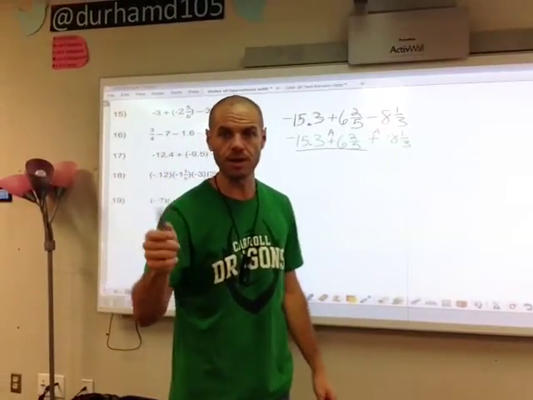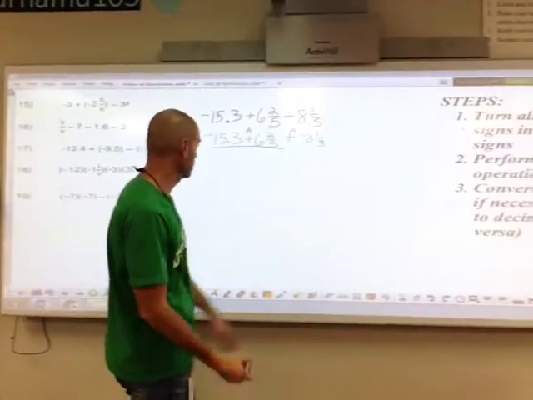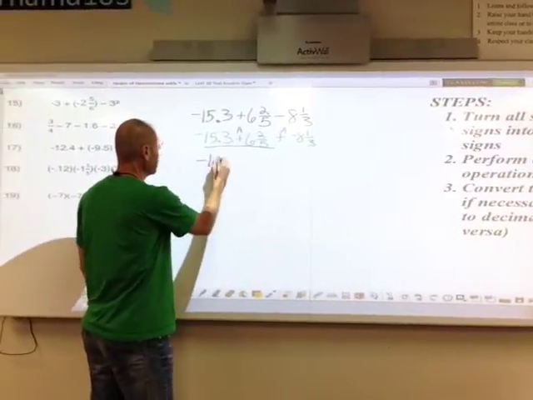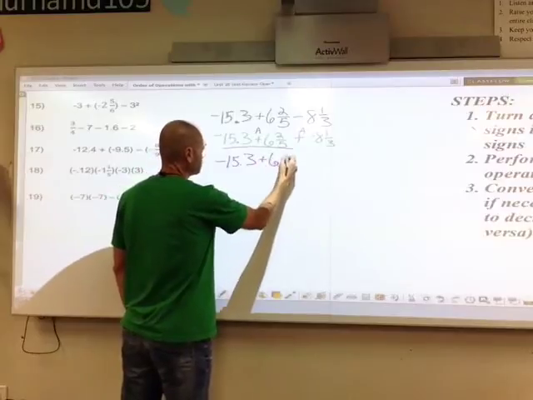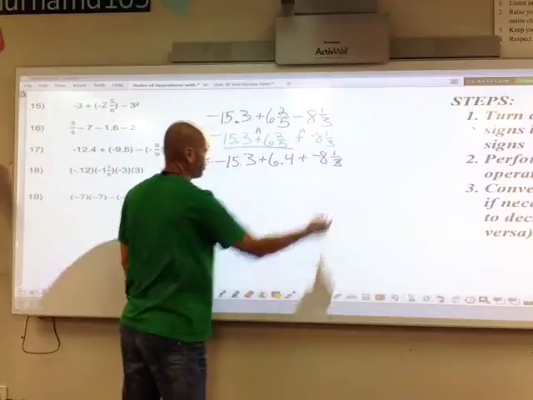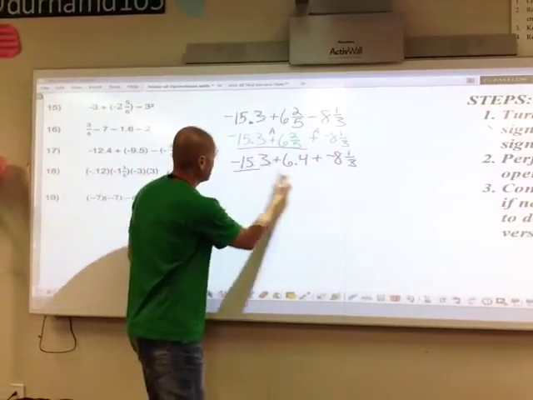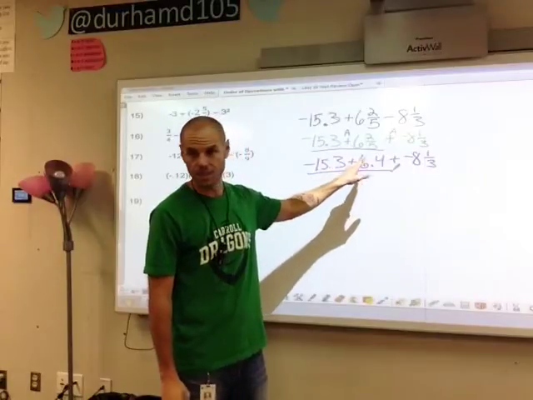So I do top dog in the house, 2 divided by 5, and I get an answer of 4/10. So I'm just going to rewrite it here. I have -15.3 plus 6.4 plus -8 1/3. So I'm going to do that part right there. Negative 15.3, and I'm going to add 6.4.